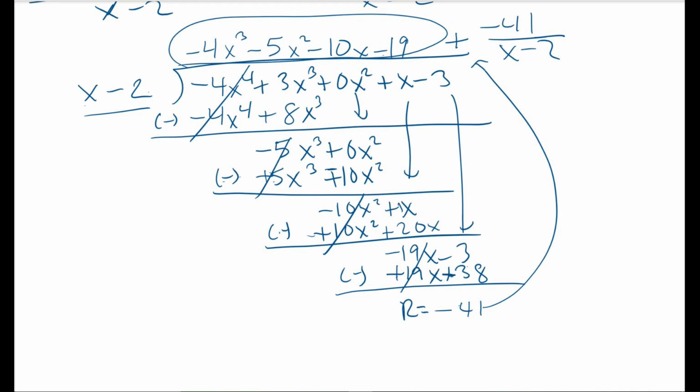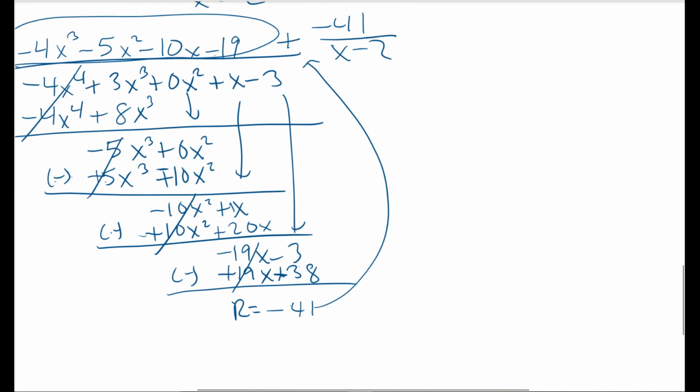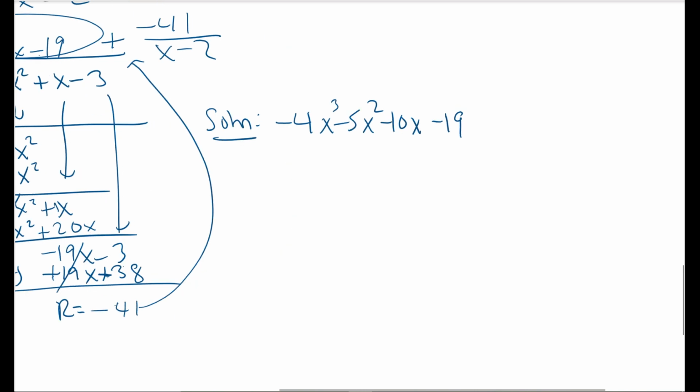So I'll go ahead and rewrite that answer off to the side. So our final solution in quotient form, negative 4x to the third minus 5x squared minus 10x minus 19. You can write this as plus negative 41, or you can simply write it as minus 41 over x minus 2. It doesn't matter. They both mean the same thing.